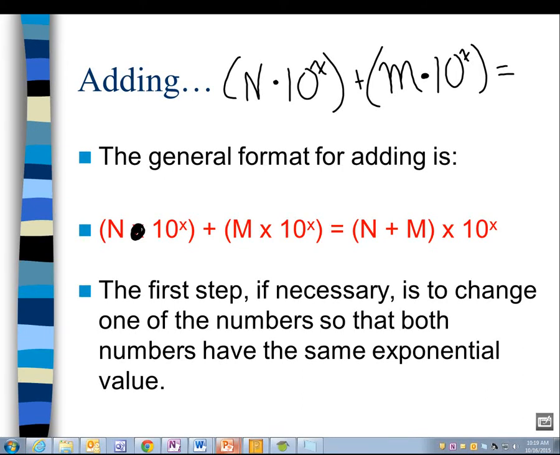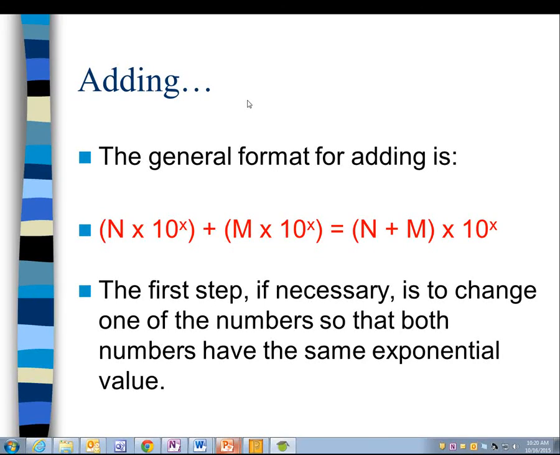Let N and M be numbers. N times 10 to the x plus M times 10 to the x is equal to N plus M times 10 to the x. The first step, if necessary, is to change one of the numbers so that both numbers have the same exponential value. That exponent needs to be the same number. As Len was asking a second ago, can it be a negative? Yes, it can be a negative exponent. It just has to be the same exponent before you can do anything with it.